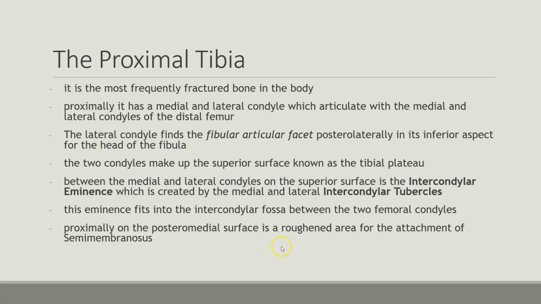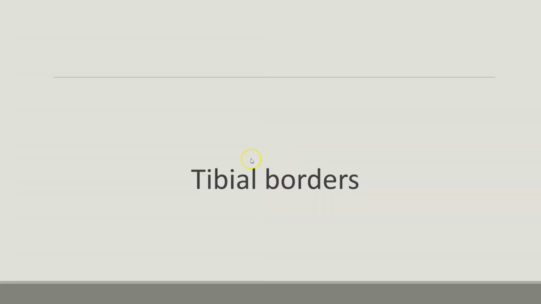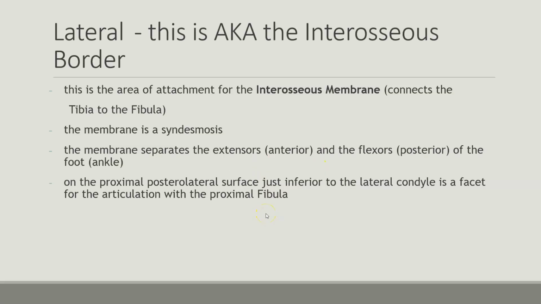Approximately on the posteromedial surface is the roughened area for the attachment of semimembranosus. So the posteromedial here, we can see that it's in this area that we're talking about. The tibial borders. So first we have the lateral border, and this is known as the interosseous border.